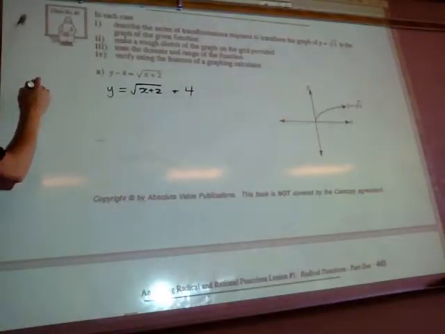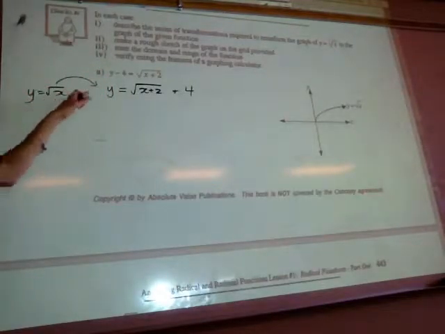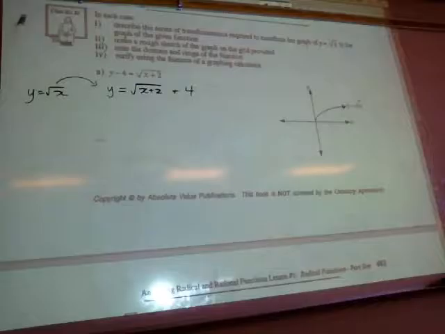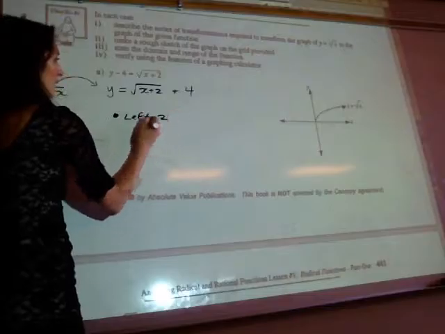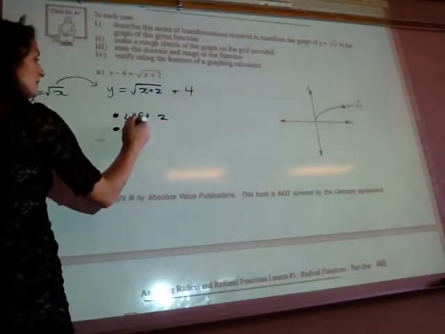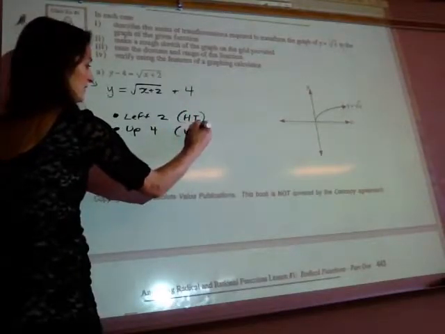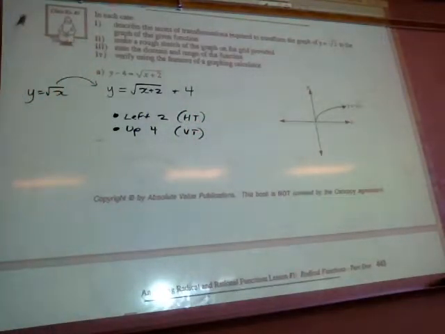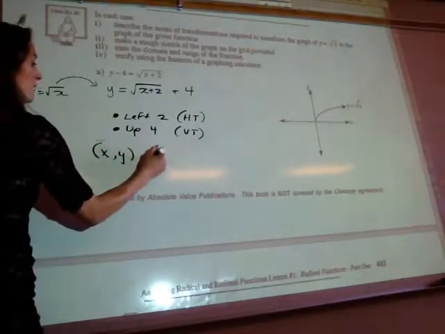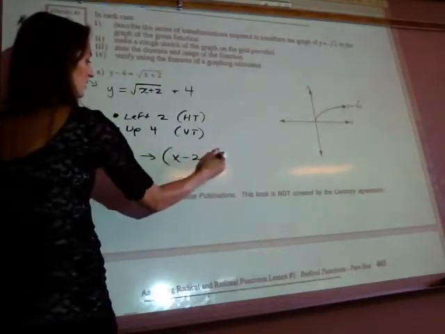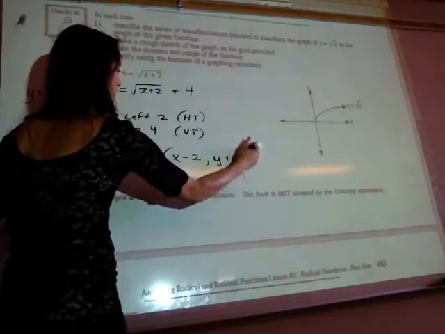If we are comparing to y equals the square root of x, what's happening? What transformations are occurring from here to here? Okay, we're going left 2. And what's the 4 telling us? We're going up 4. So left is a horizontal translation, and moving up is a vertical translation. If we were to do point mapping, our x, y would go to x minus 2, because we're going left 2 spaces, and y would go to y plus 4, because we're going up.